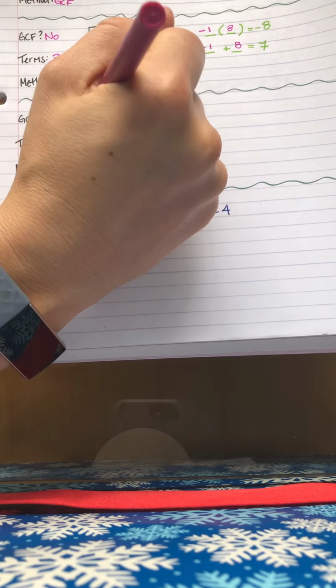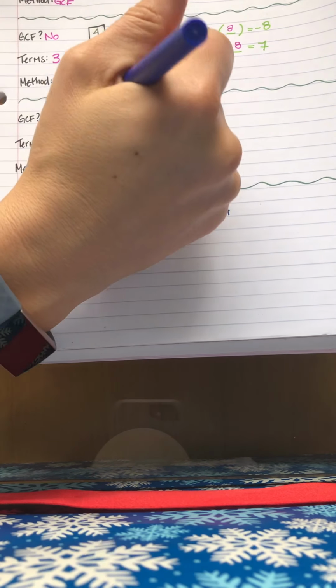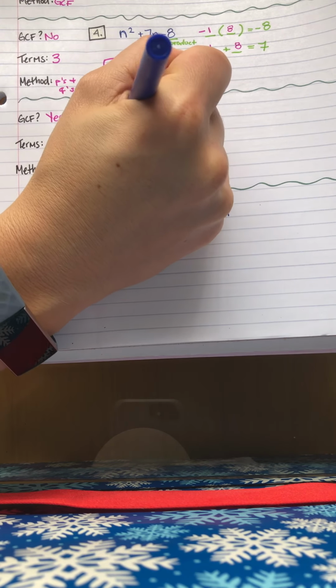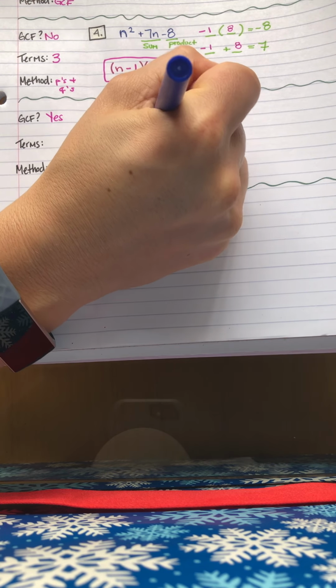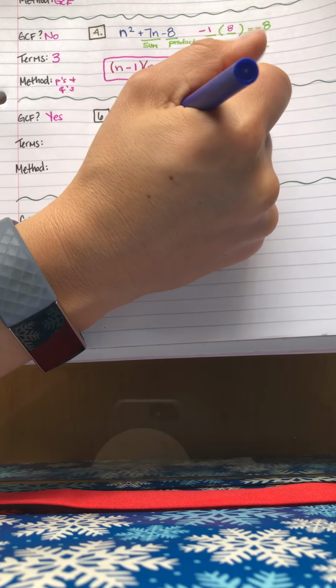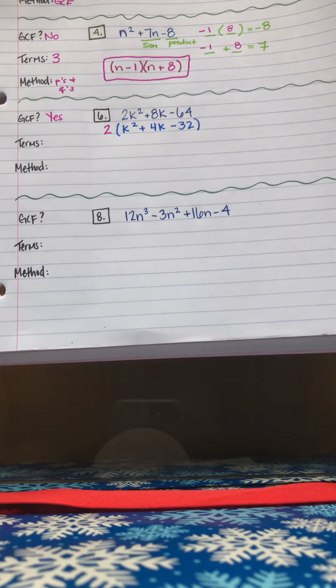So the first step is we're going to factor out 2, and then write what we have left over. When I factor out 2 from 2k squared, that leaves me with k squared. When I factor out 2 from a positive 8, that leaves me with positive 4k. And when I factor out 2 from a negative 64, that leaves me with negative 32. All right, now we move on through the questions.